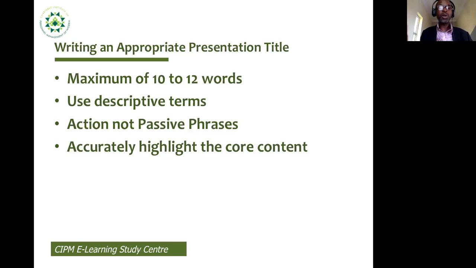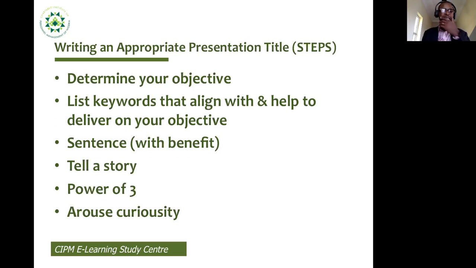And because it's not too long, just 10 to 12 words maximally, it's not boring, and it's descriptive of what the content will be. These are some of the styles you can use. Let your title tell a story, descriptive. Let it be a sentence with a benefit. Let it have keywords that align to the objective of your presentation. Let it arouse curiosity.